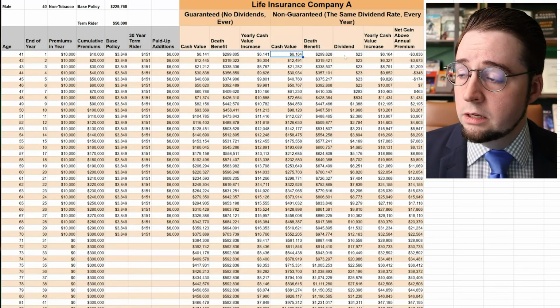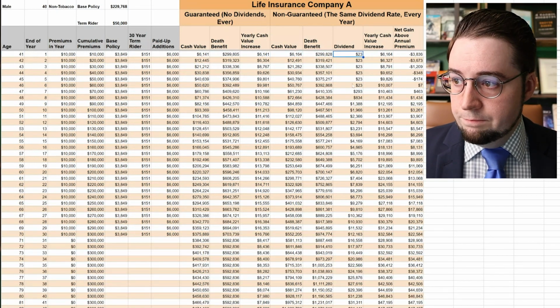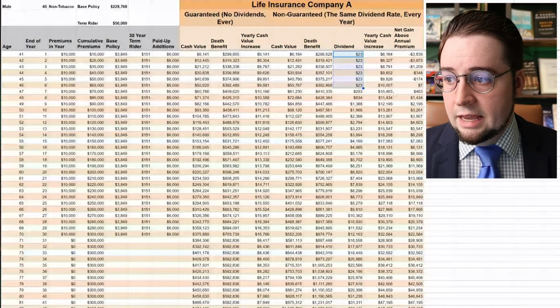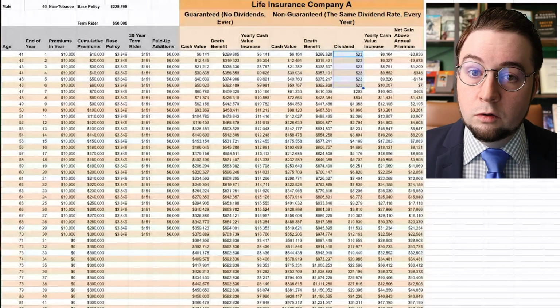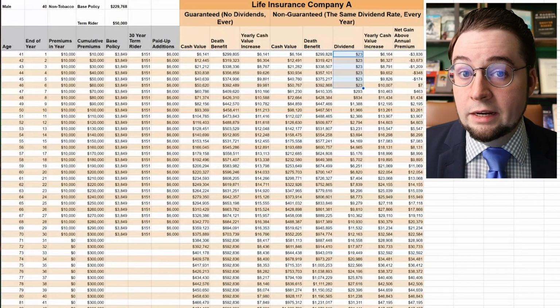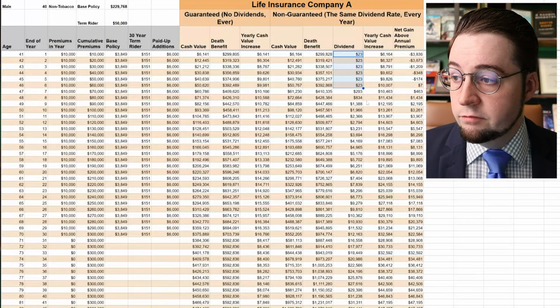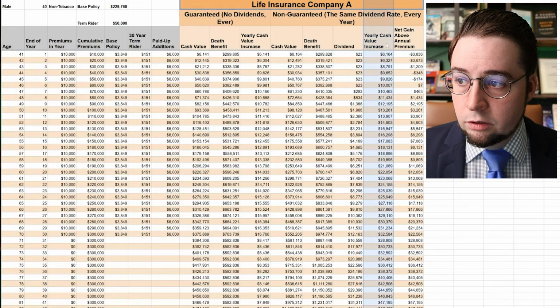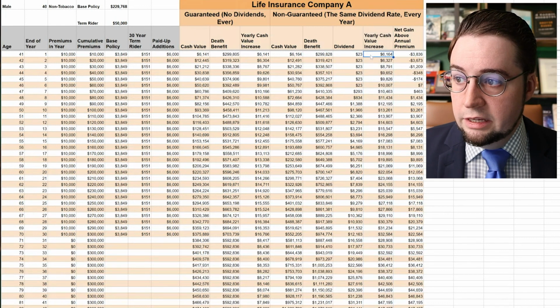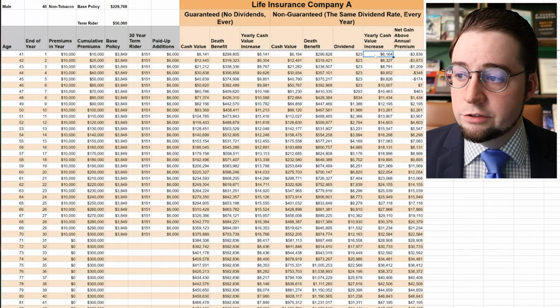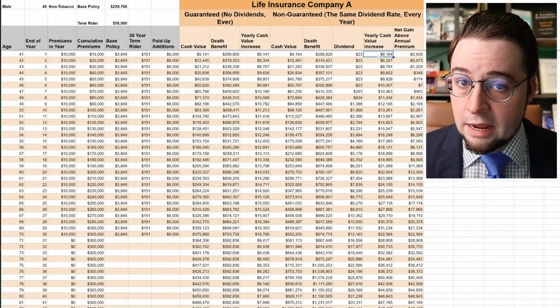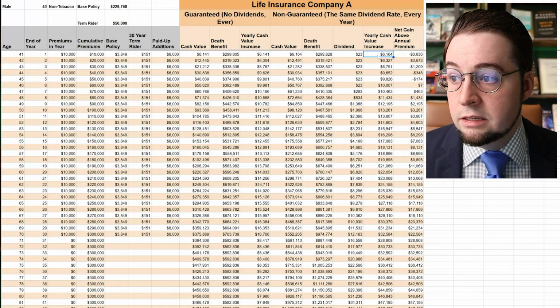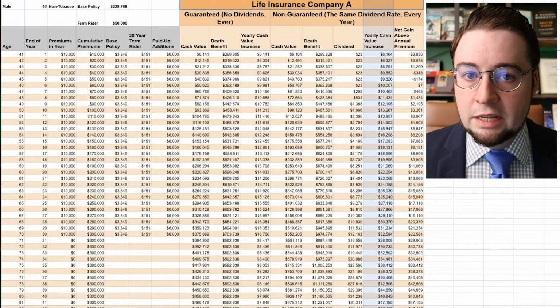Okay, with that out of the way, let's look at this. This policy has dividends that are what some people would say quite low for the first several years. However, you want to note this yearly cash value increase. You pay the $10,000, your cash value increases by, again, on a non-guaranteed basis, $6,164. Now, you might say, that's a terrible deal.